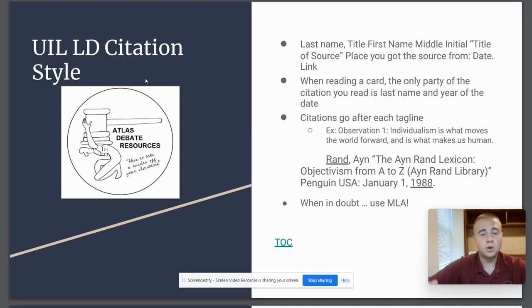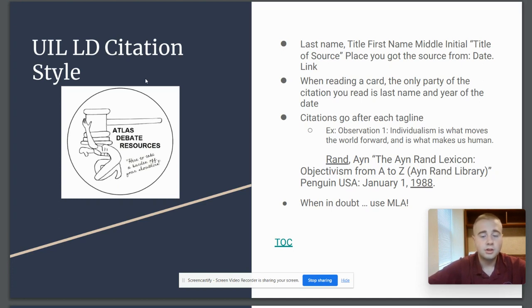In quotations or italics, if it's a book, you're going to put the title. You're going to put the source, so where it got published from, usually in italics, if it's a publisher or website or whatever the case may be. You're going to put the date, underline the year because you're going to read the year. And if there's a link, you're going to put a link at the very end.